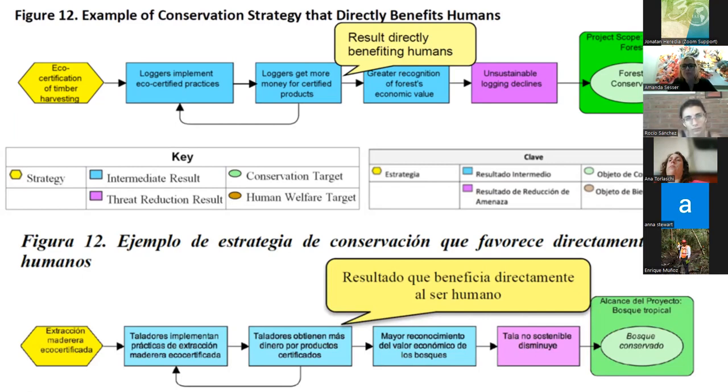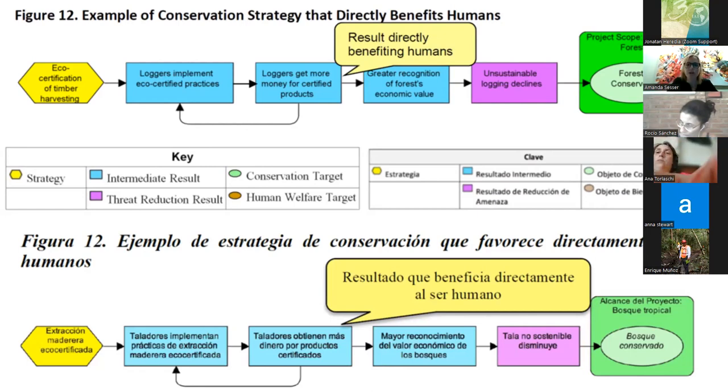Okay. If we want the forest to be conserved, then what do we need to have happen? So this is how you create it for your projects. You start with the thing that you want the outcome to be. The forest is conserved. So in order for that to happen, you need unsustainable logging to decline. Well, what do we need for unsustainable logging to decline?